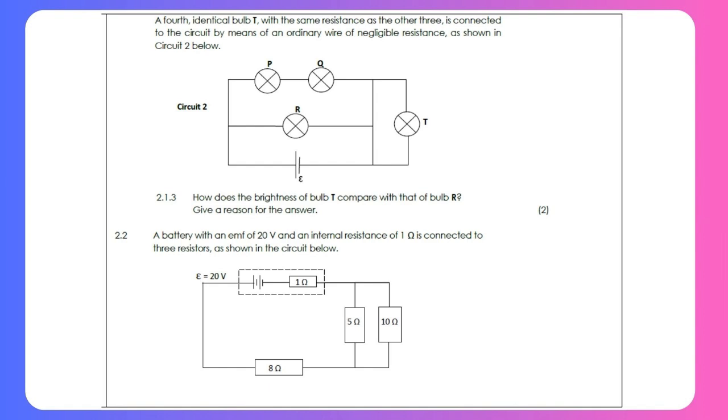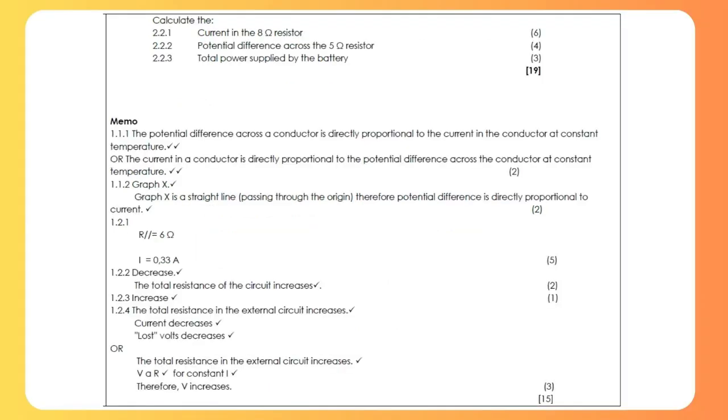2.2 A battery with an EMF of 20 V and an internal resistance of 1 ohm is connected to 3 resistors, as shown in the circuit below. Calculate the 2.2.1 current in the 8 ohm resistor. 2.2.2 potential difference across the 5 ohm resistor. 2.2.3 total power supplied by the battery.